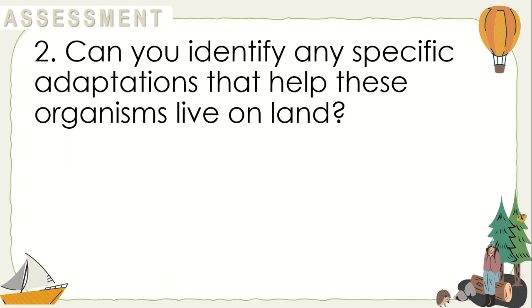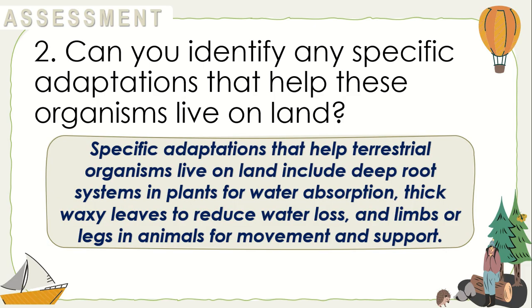Can you identify any specific adaptations that help these organisms live on land? Specific adaptations that help terrestrial organisms live on land include deep root systems in plants for water absorption, waxy leaves to reduce water loss, and limbs or legs in animals for movement and support.